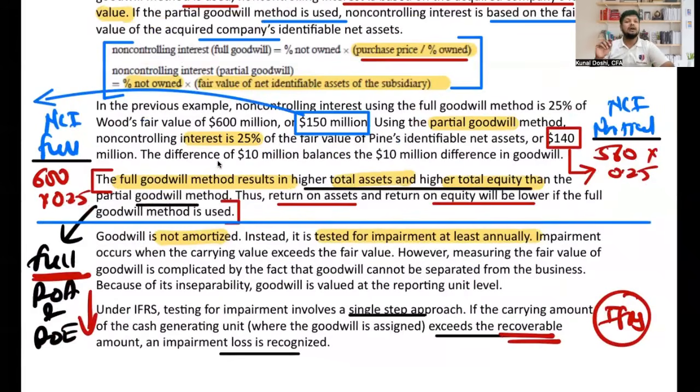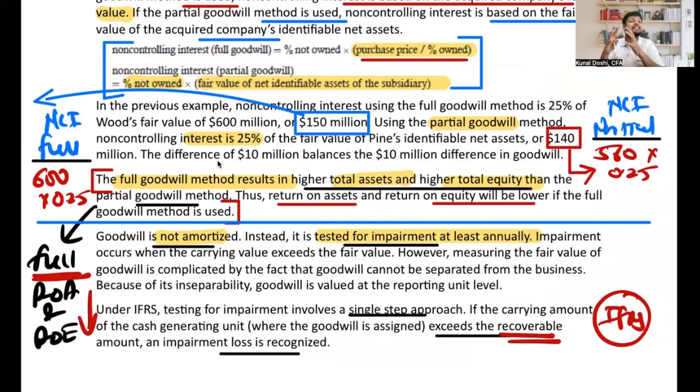goodwill method. Remember for your exam that full goodwill method is required under US GAAP and allowed under IFRS. But partial goodwill is not allowed under US GAAP. So there is a high chance about the full goodwill being discussed. All right, everyone? Correct. Second thing, you remember goodwill is never amortized but tested for impairment at least annually. This I'm sure everyone has freezed up in their head.